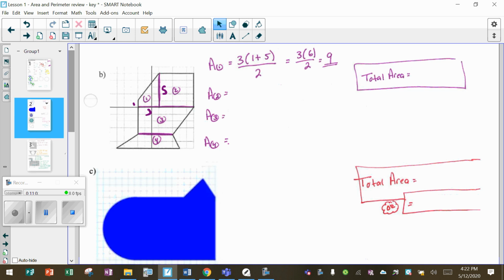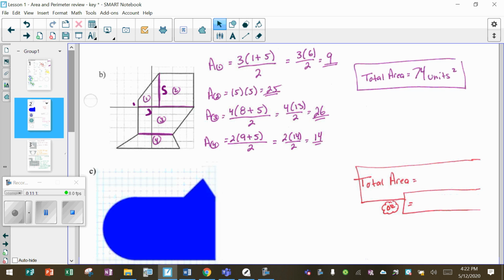Section 2 is a square, section 3 is another trapezoid, section 4 is another trapezoid. Total area is just the sum of all those pieces, so hopefully with whichever method you use, and no matter how you cut the shape up, you got an area of 74 units.